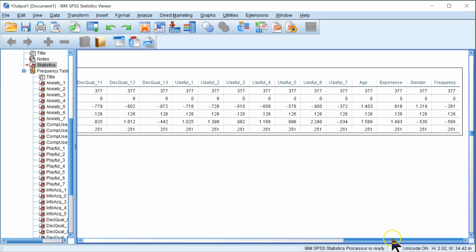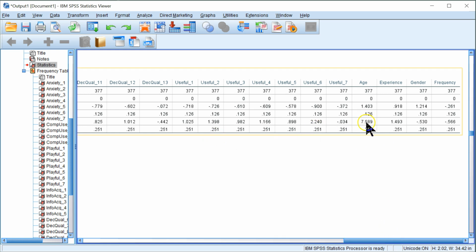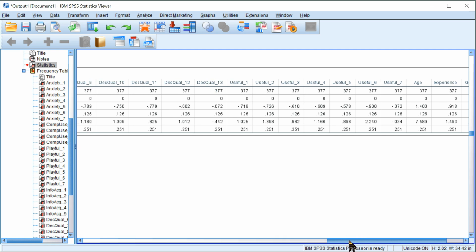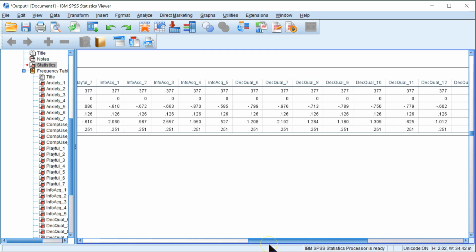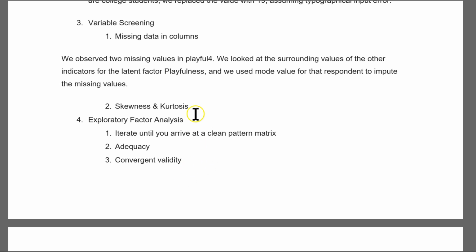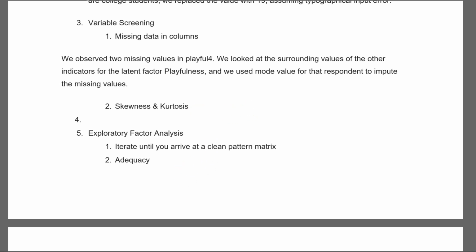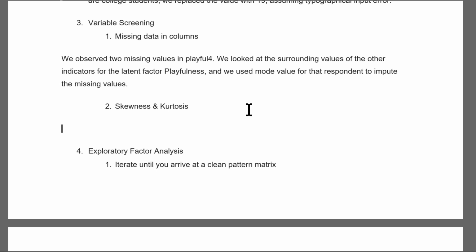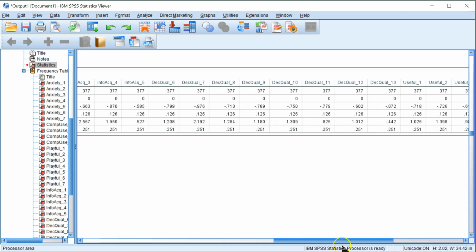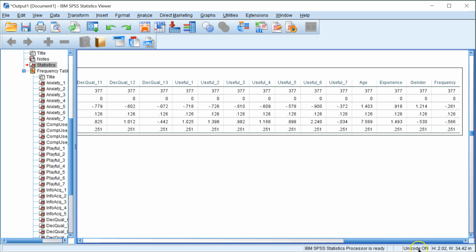Notice in all cases, the most extreme value, age also, I'll talk about age in just a sec. The most extreme value so far is 2.5. Not too big. So let's go over here and talk about skewness and kurtosis. We observed, it was just kurtosis, right? We had no skewness issues. Yeah, I think so. No real skewness. Oh yeah, there's one on age, but again, I'll talk about that.